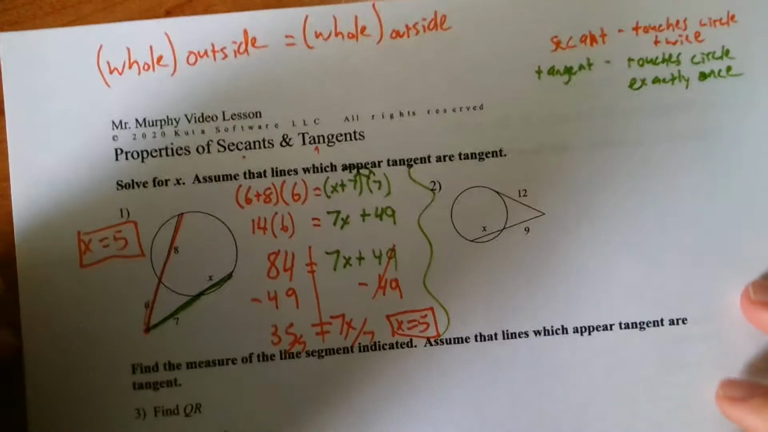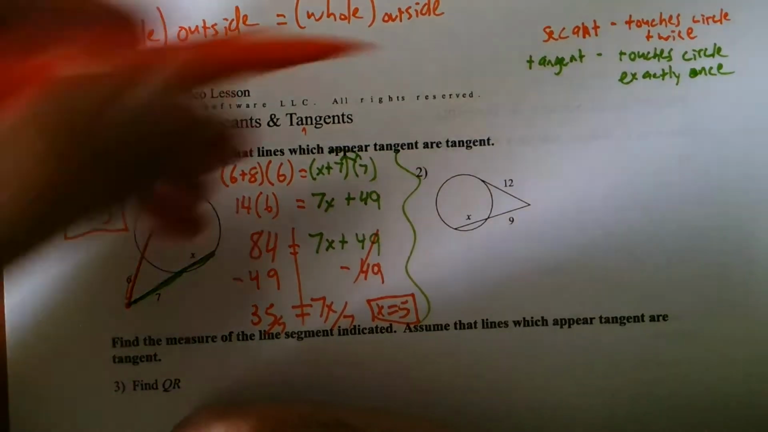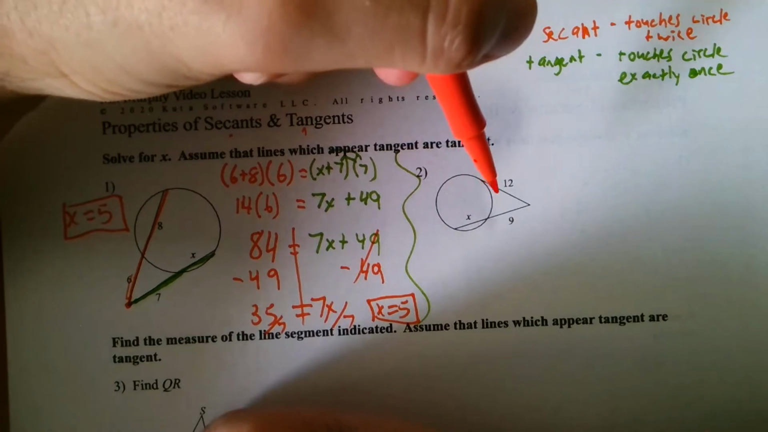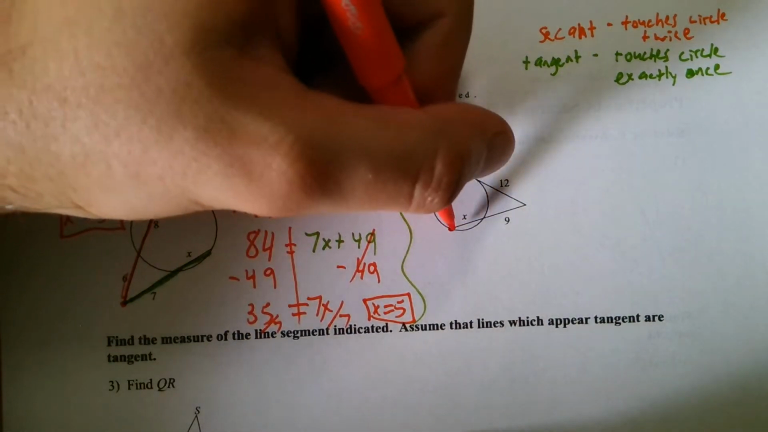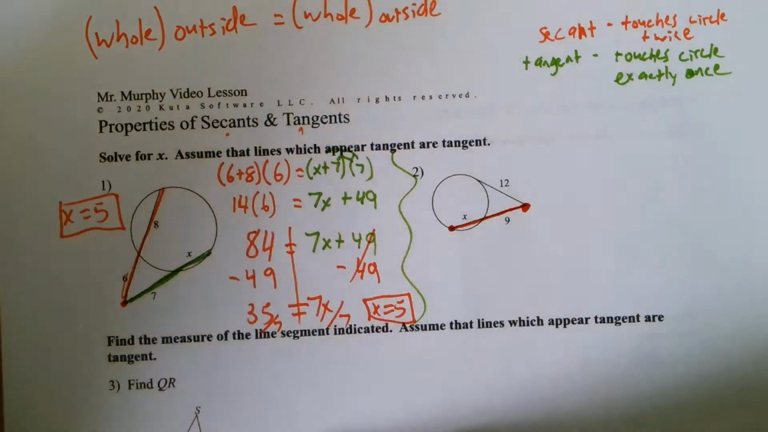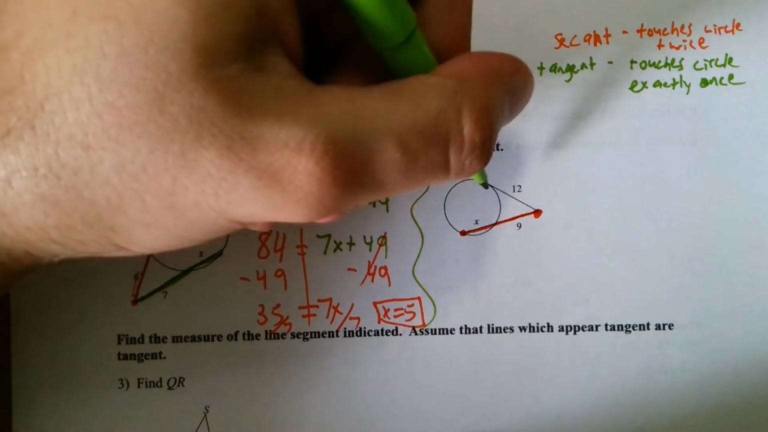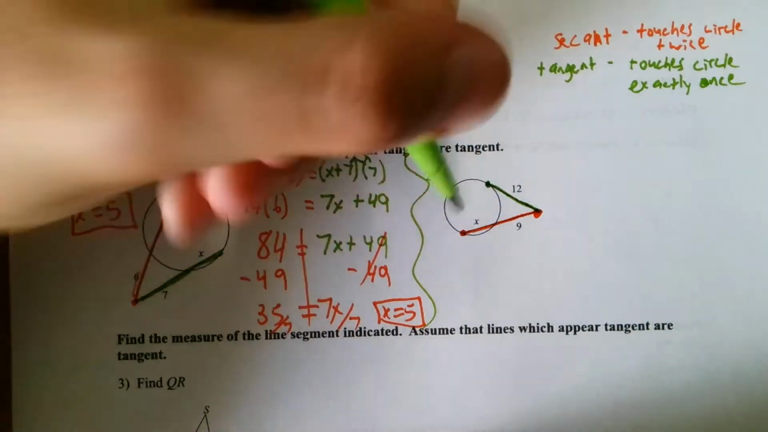Cool. Alright, now let's take a look at number 2. Number 2 is similar, but if you notice, we have a tangent this time. So I want to show you something cool that happens when you have a tangent. So, first I'm going to set up the secant, this line that crosses twice, as orange, and the tangent as green. Now the tangent touches the circle at only that point.